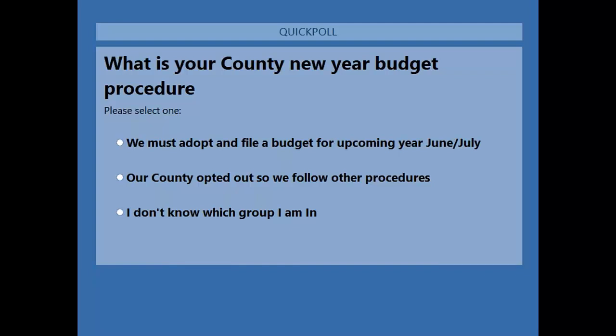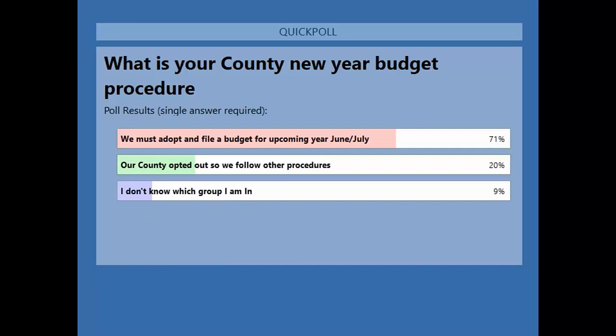Okay, looks like everybody's finished clicking. Attendees are viewing the poll results. You can see 71% of our audience knows they have to file a tax budget. They're probably already working on it. 20% know that they live in counties that opted out of the budget filing and they have separate procedures, and 9% of our audience don't know which county they're in. So very good.